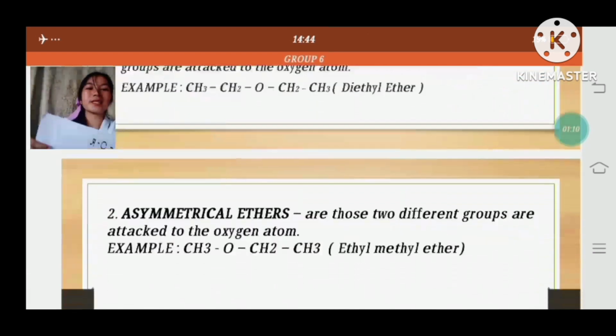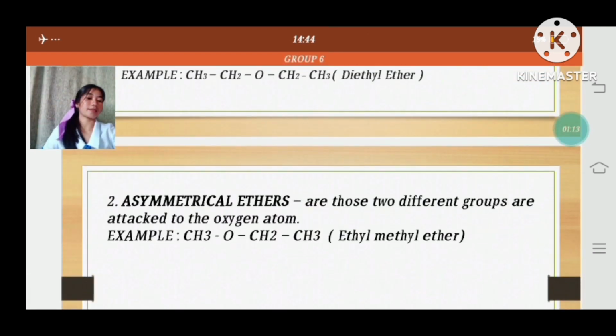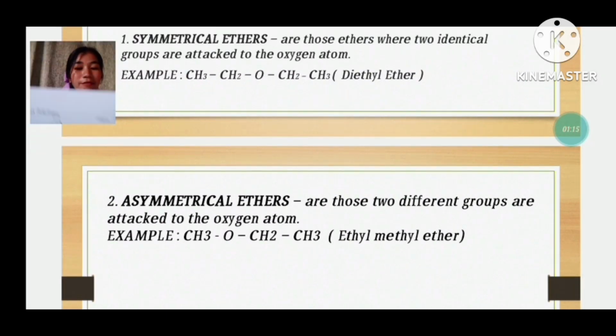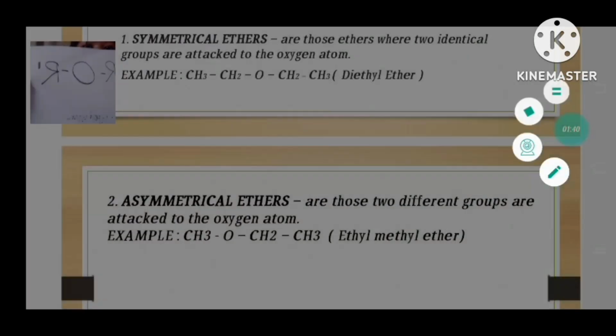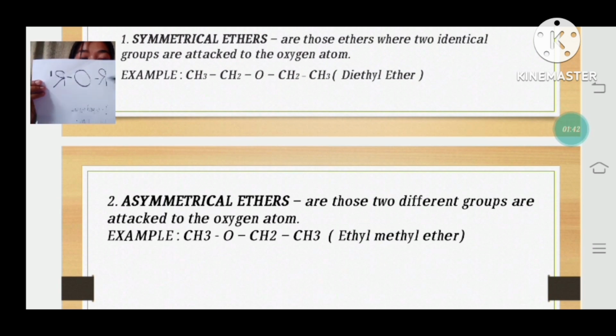So, what are asymmetrical ethers? Asymmetrical ethers are those where two different groups are attached to the oxygen atom. So this is an example of asymmetrical ethers. Different number of groups on both sides of oxygen. This is an example of asymmetrical ethers. Or like this one. This is an example of asymmetrical ethers.